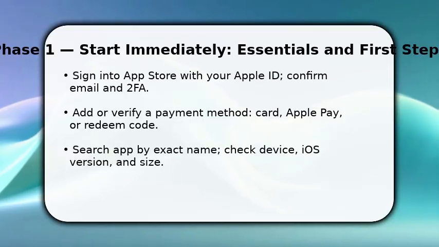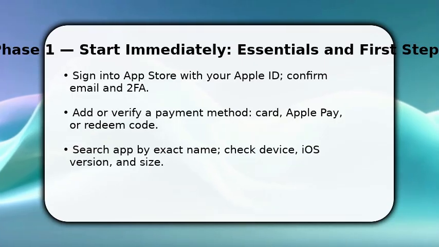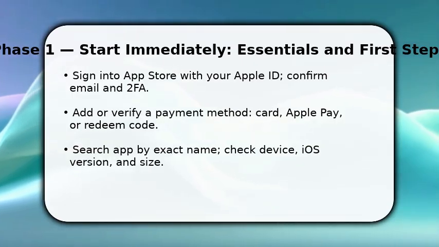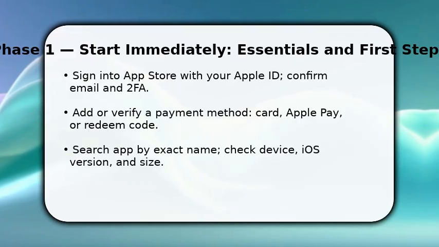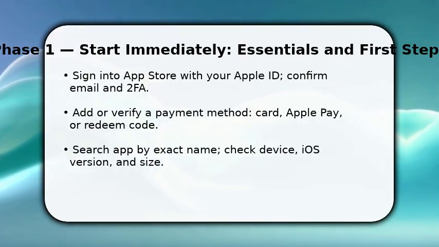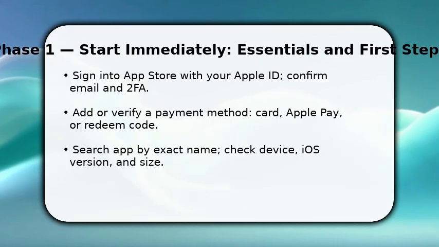You start by confirming essentials so the purchase completes without friction. Sign into the App Store with your Apple ID and complete two-factor authentication. Once done, make sure a valid payment method is on file: card, Apple Pay, or redeem code.